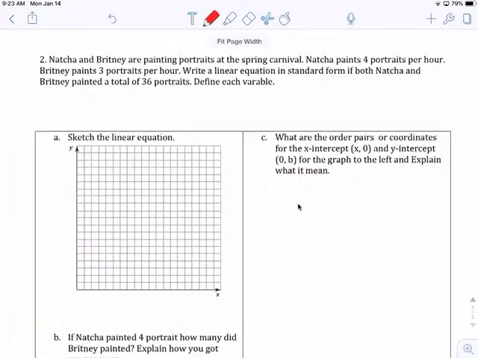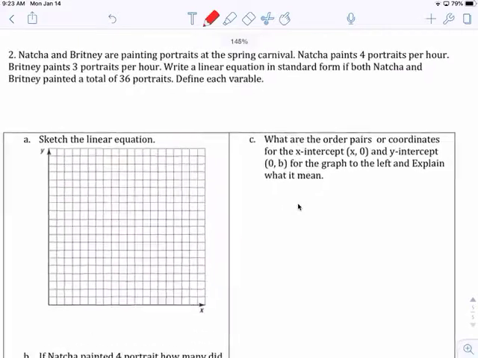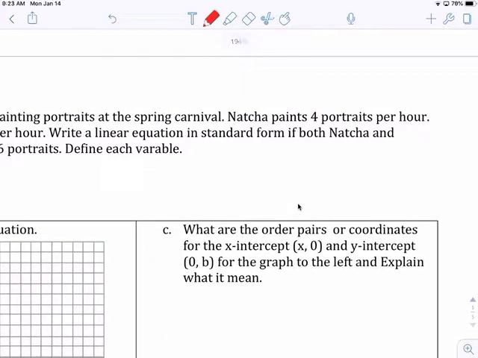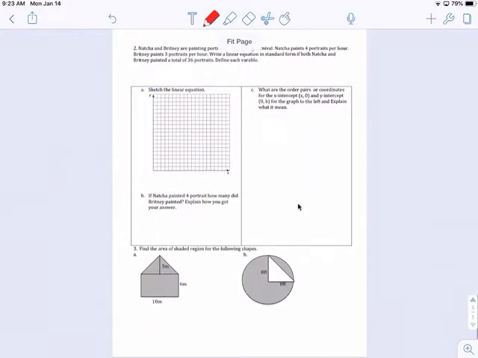Number 2. Here, Natcha and Brittany are painting portraits at the spring carnival. Natcha paints 4 portraits per hour. 4 portraits. This is important. This type of question will be on your test.